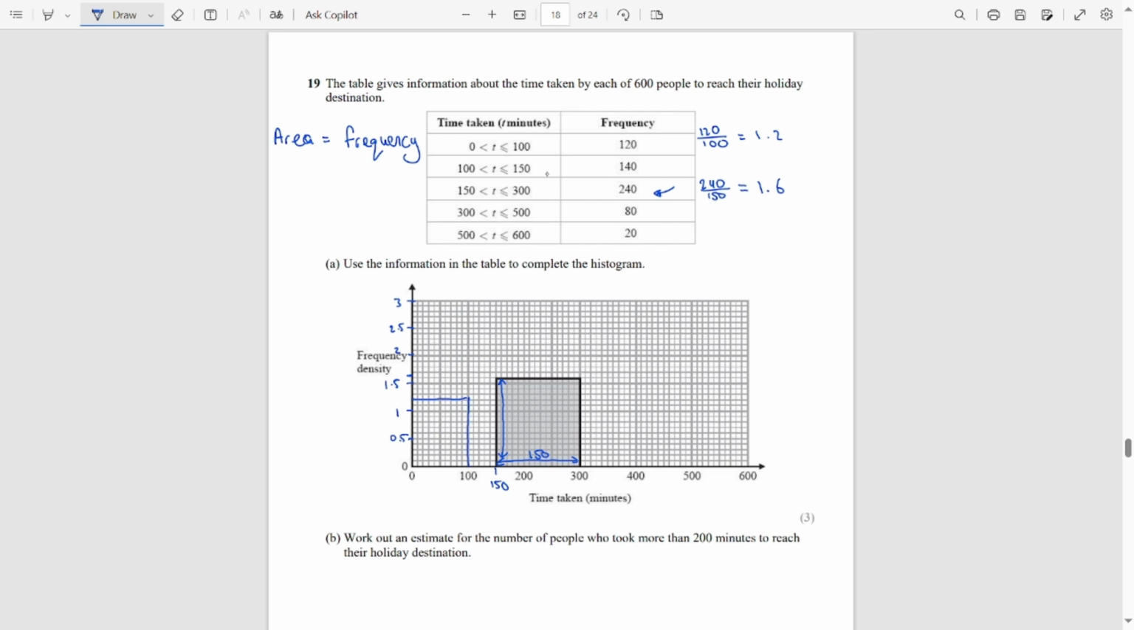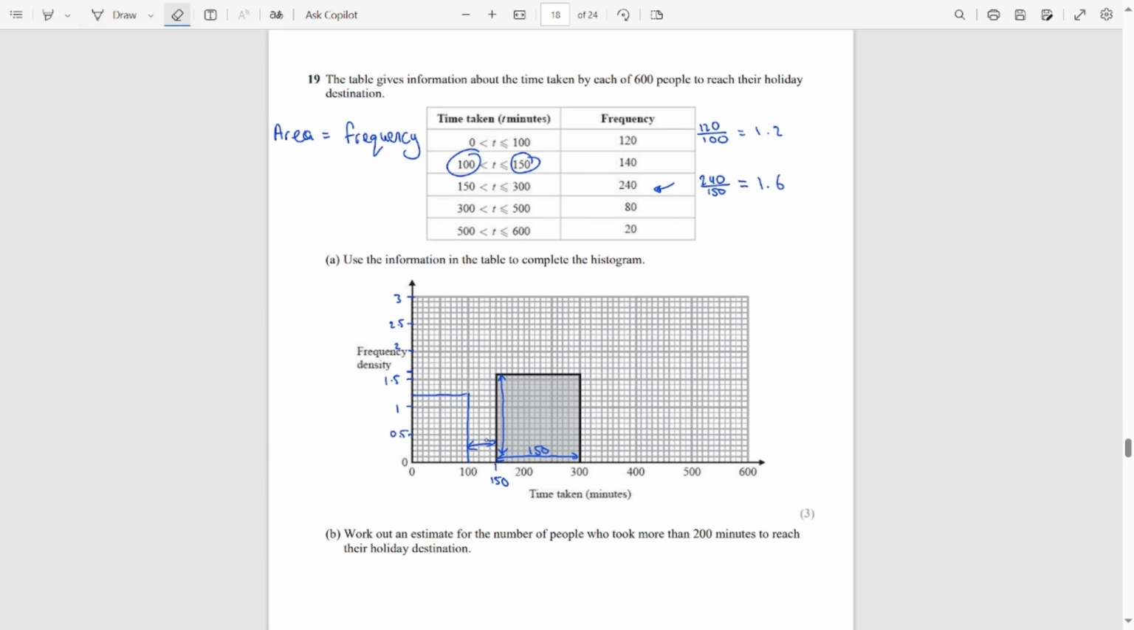Going on to my next bar, my next bar has a width of 50. I'm doing 150 minus 100 to work out the width of the bar here, so that would be 50. Then to work out the height of the bar, I'm going to take the area, which is 140, divide by the width of 50, and that gives me a height of 2.8. So here, this bar then needs to go up to 2.8, which is there. I can fill in my bar. And you will use a ruler to do this in your exam so that it is much neater than mine.